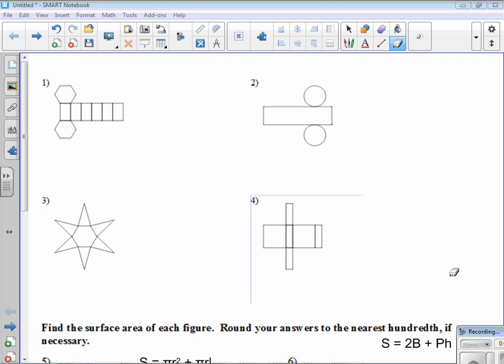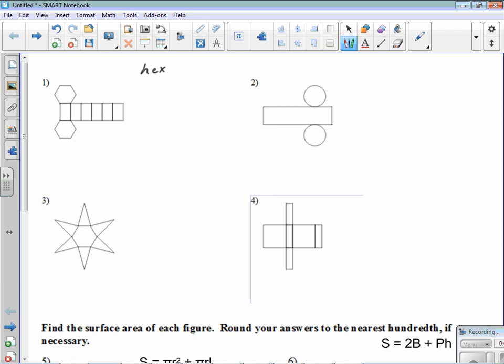So first four here, trying to just name what kind of solid is going to be created from that net. And so the first one, you have two hexagons, one on top, one on bottom, and then a bunch of rectangles in between. And so that's going to be a prism. And you have two congruent bases that would be parallel to each other, and the bases are hexagons, so it's a hexagonal prism.